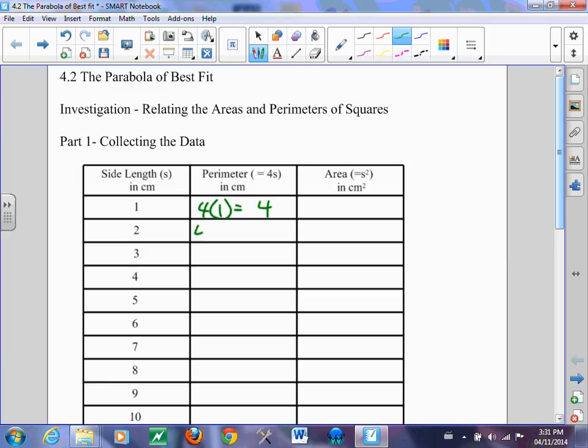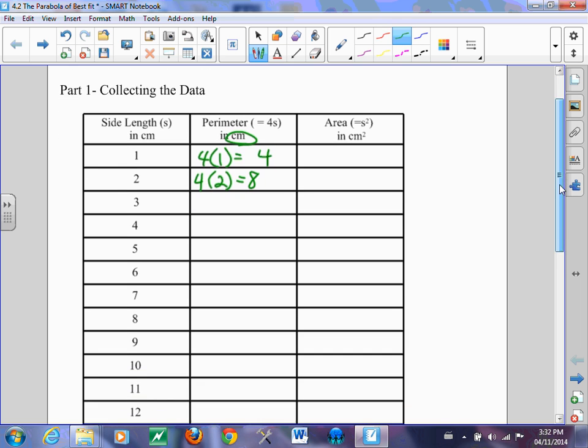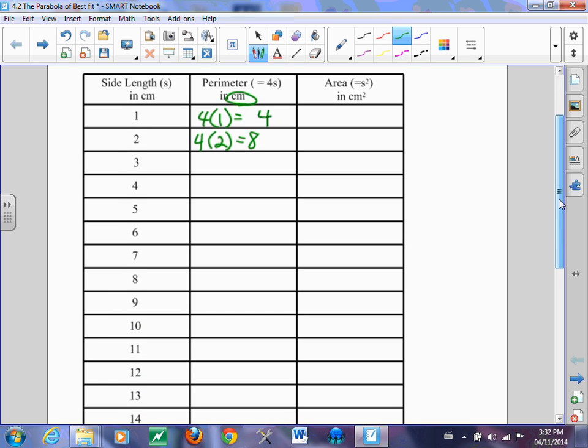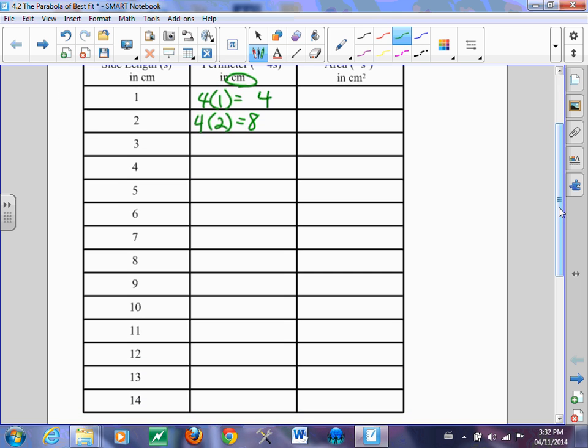Let's go down to the next one. 2 is the side length now, so 4 times 2 equals 8. And these are all in centimeters. So we're going to follow the same pattern all the way through to 14. Okay, so you can actually go like this and then do the answers after if you want. That's what I do. Okay, so fill these in, folks.